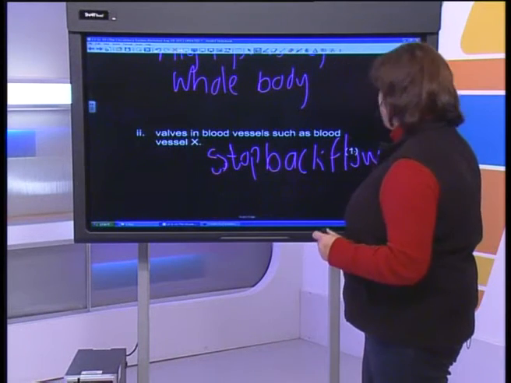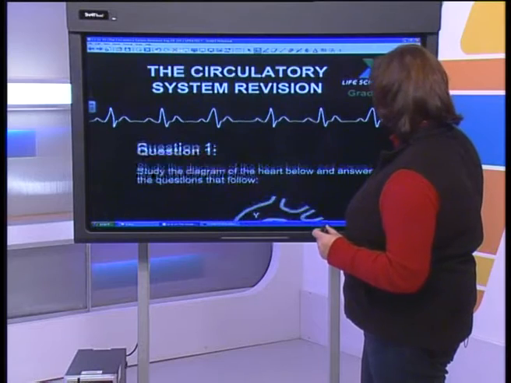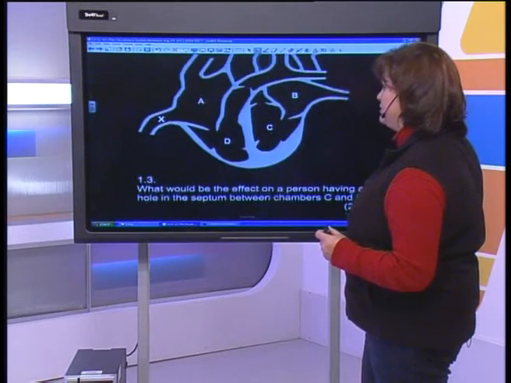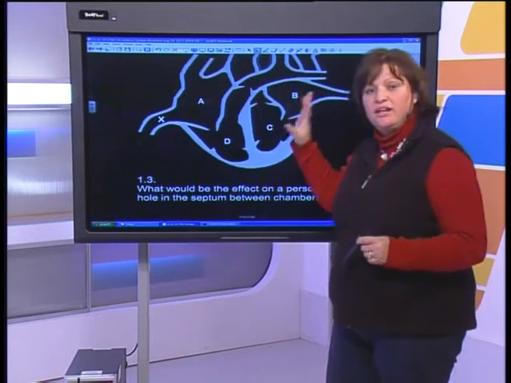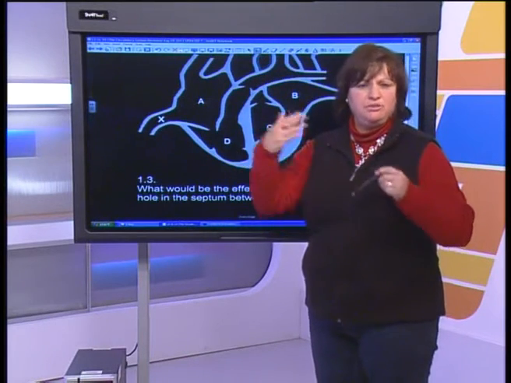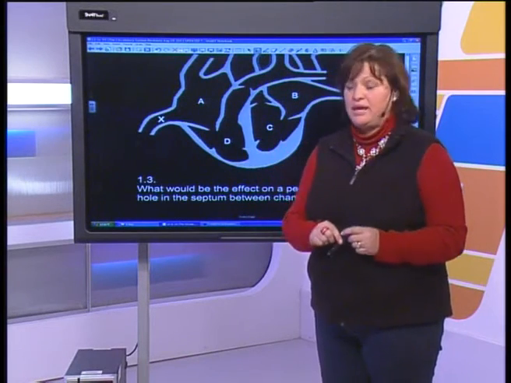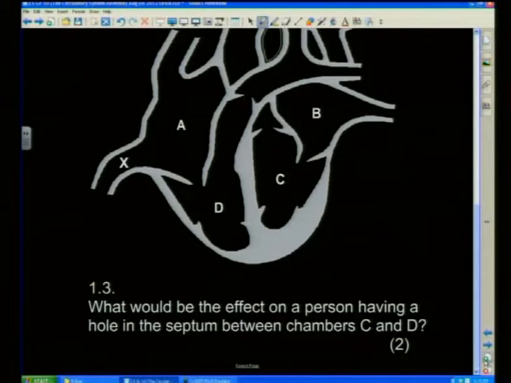Let's go on to the next one, still with this question. Now, a little bit of an interpretive question. If you had a look at those two questions, you would have done that theory work. Here again, they're giving you a scenario. What would be the effect on a person having a hole in the septum between chambers C and D?